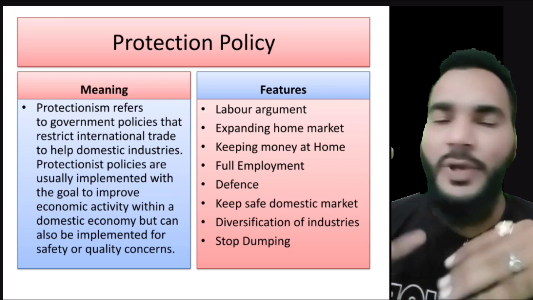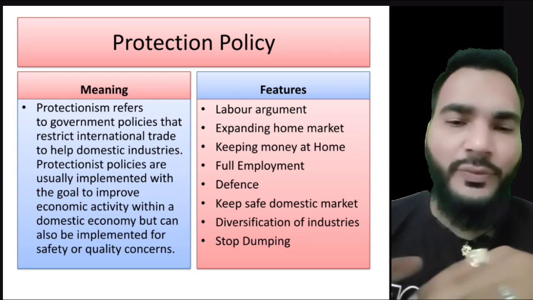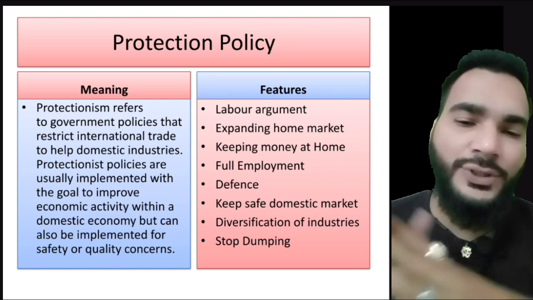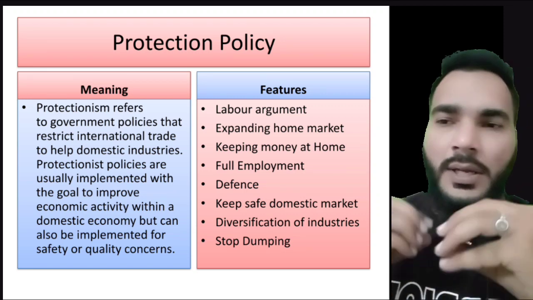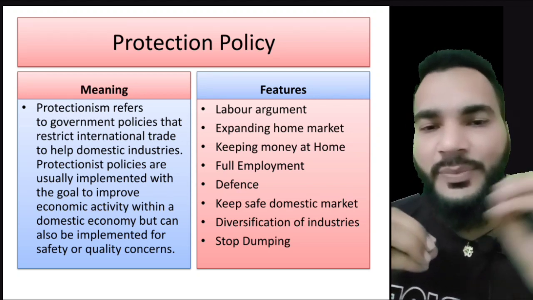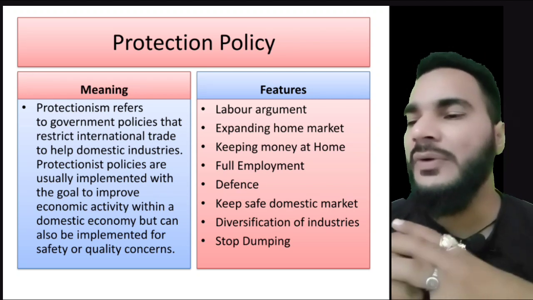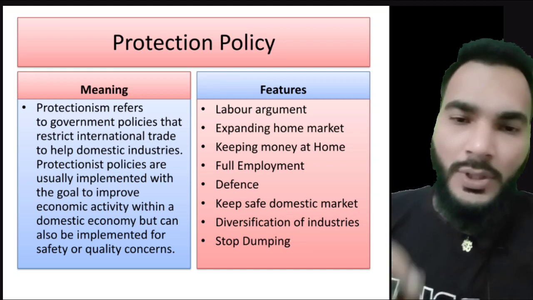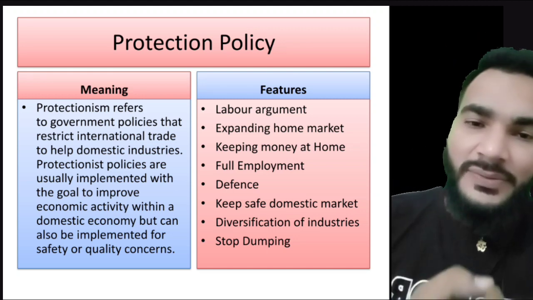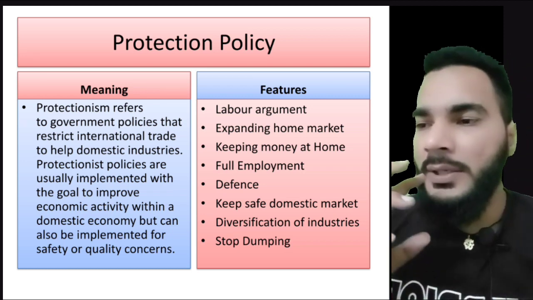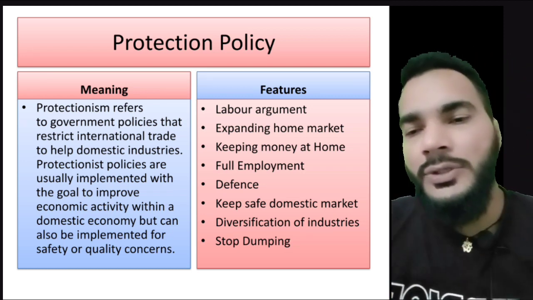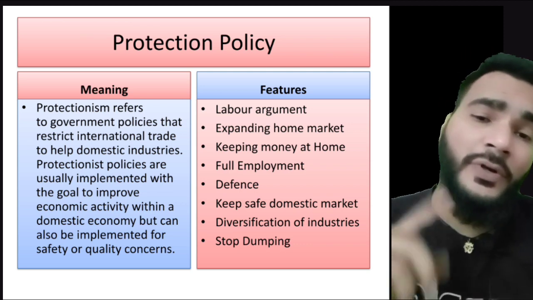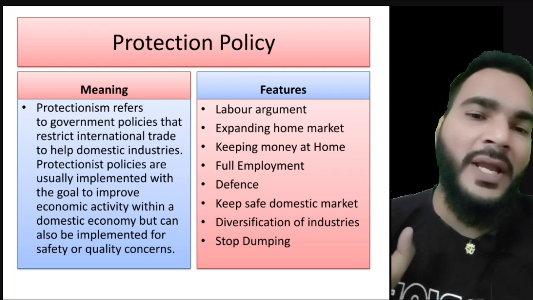So now, let me help you with an example. In free trade policy, along with goods, services were also easy. Like, we can send our laborers to another country, and we can also bring laborers from another country. But in protection trade policy, there are restrictions on labor as well as on products, and these are the labor arguments. So protection policy is not good for goods and services as well, but it is good for the home country, so that inflation in the home country does not increase.